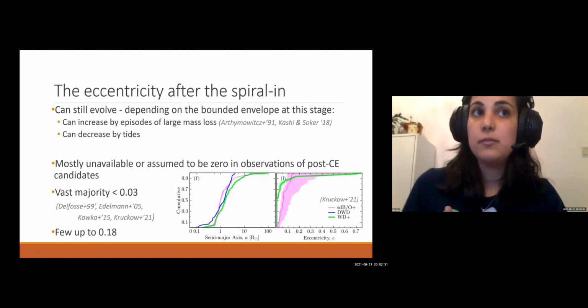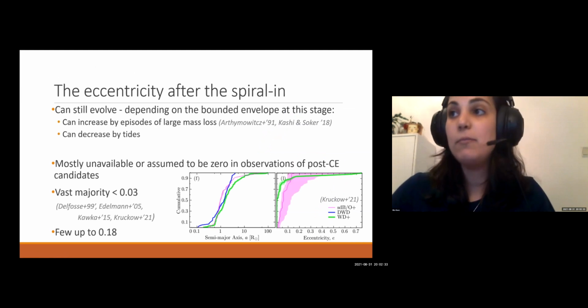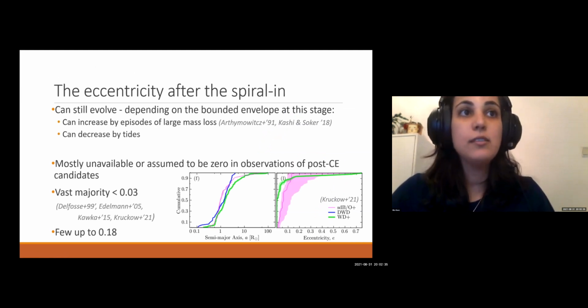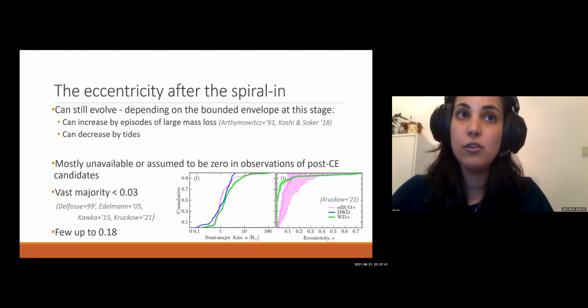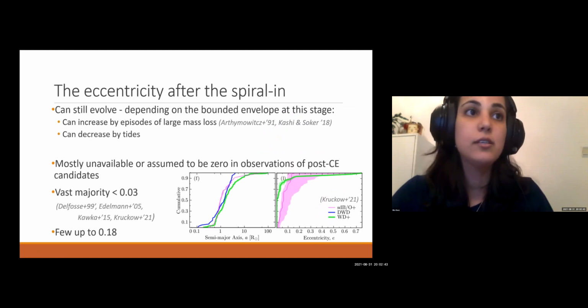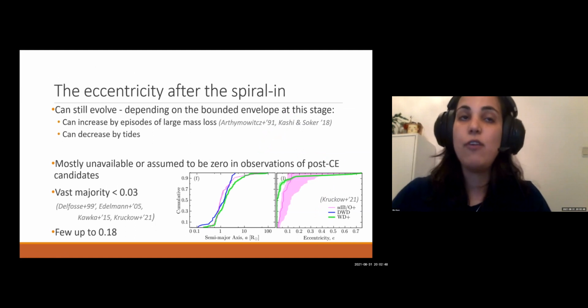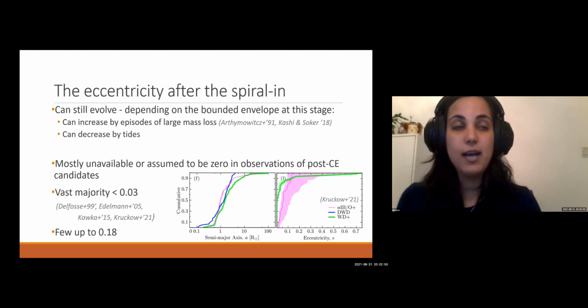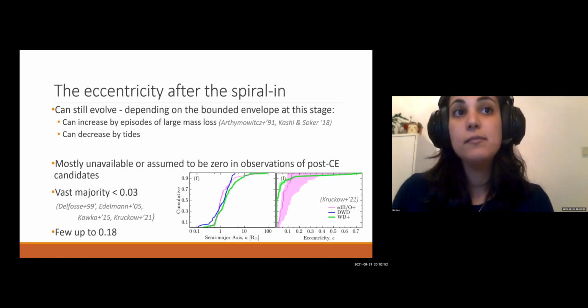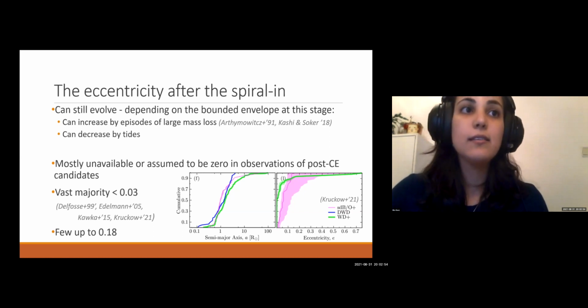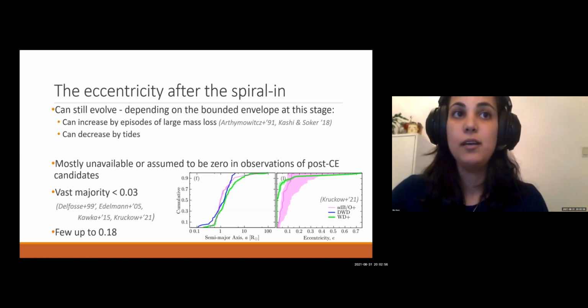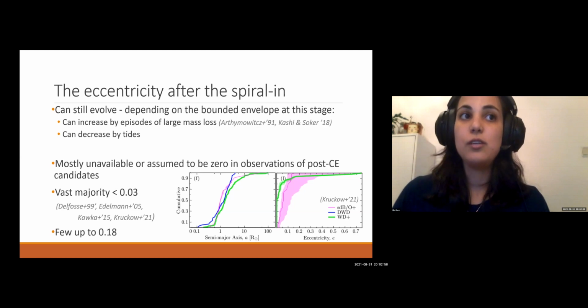By the end of this spiral-in, the entire envelope might be ejected away, but recent studies show that it might be ejected over a longer time, and therefore some, if not most, of the envelope might still be bound at this point. The eccentricity can therefore still change, either by interactions with bound gas and fallback, or by tides, but on a longer time scale than the dynamical spiral-in time. And one can maybe follow this evolution with existing observations.